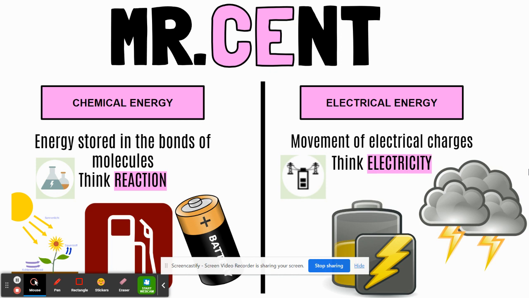Electrical energy is going to be the movement of electrical charges. Think electricity, so think lightning, think the lights that you turn on in your room or your classroom or your office building, anything that involves the movement of electrons to produce light.